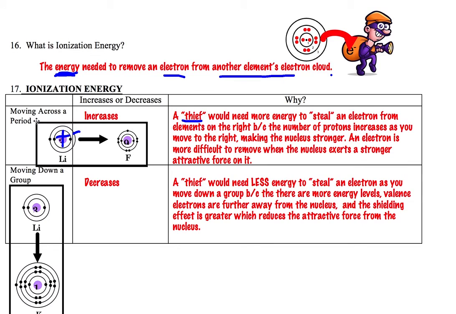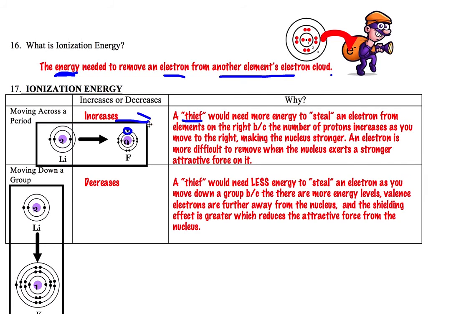So let's talk about going across a period. Now we said earlier, as we go across a period, the nucleus gets stronger. There's more protons over here than over here. So this nucleus is really strong and it's doing a really good job holding on to all those electrons. So if I'm the thief and I want to come in and I want to take this guy right here, I got to battle the nucleus. And that nucleus is super strong, so I got a big battle on my hands. I need a lot of energy.